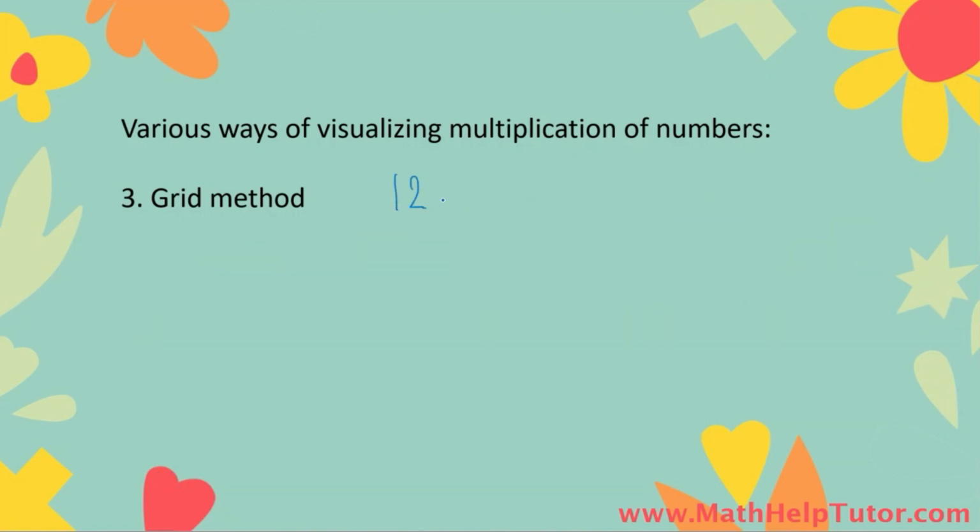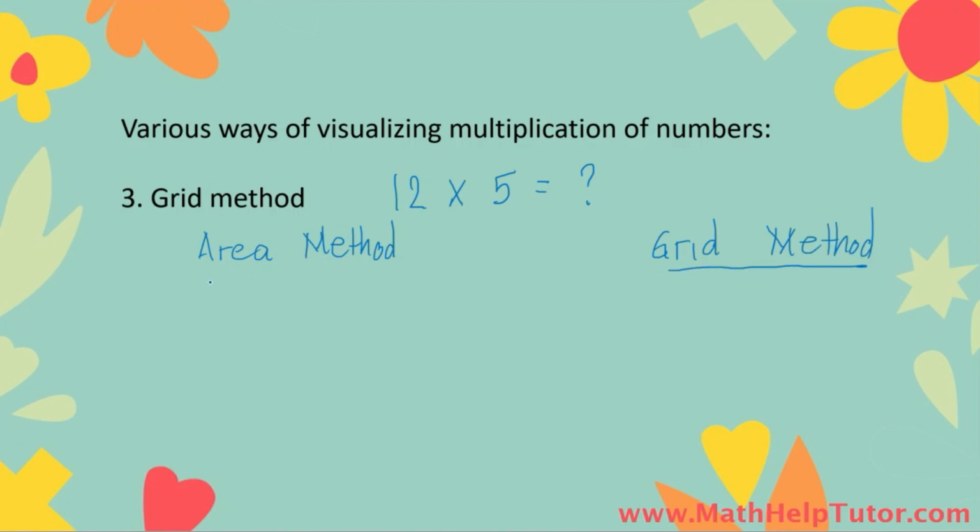Let's have another example. Let's now multiply 12 by 5. Let me first show you the area method, and then we are going to do the grid method beside it. So we have the area method over here, and then we have the grid method over here. Put an underline. There we go.